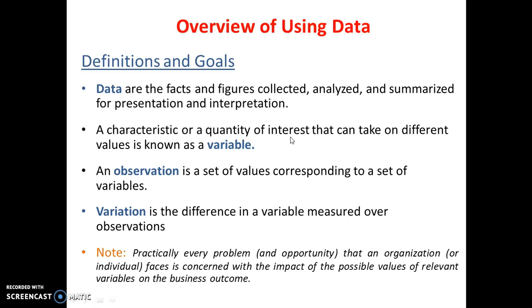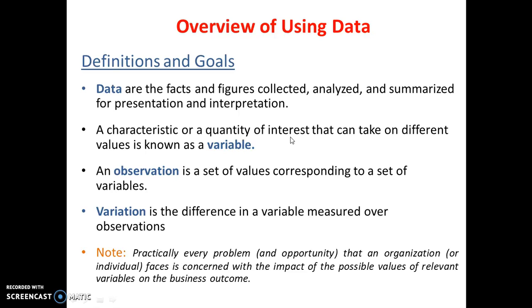The next one is variable. A variable is a thing that takes a value. A will have a value 5 or 3 or 2. So you may have different values for a variable. It can be defined as a characteristic or a quantity of interest that can take on different values, known as a variable. Next one is observation.